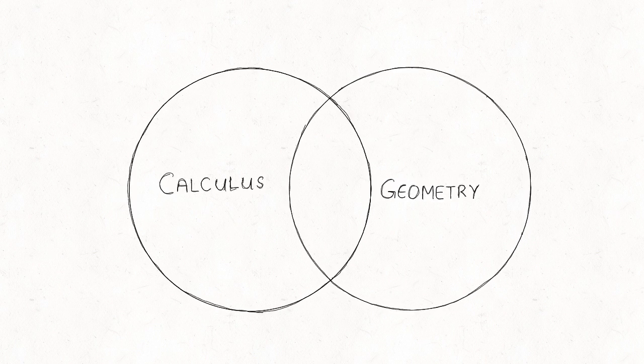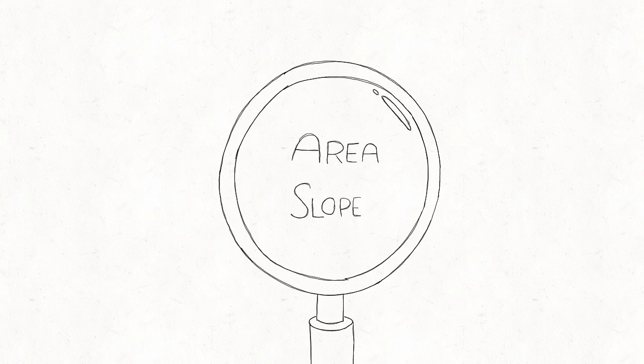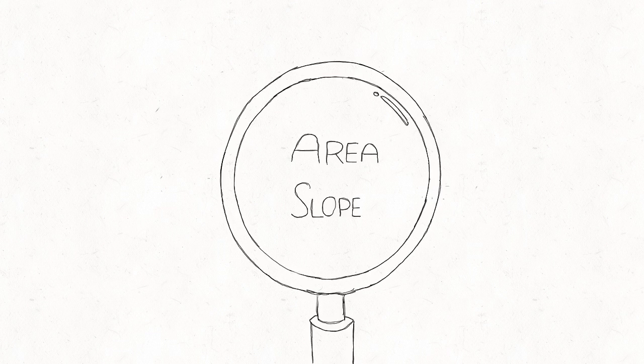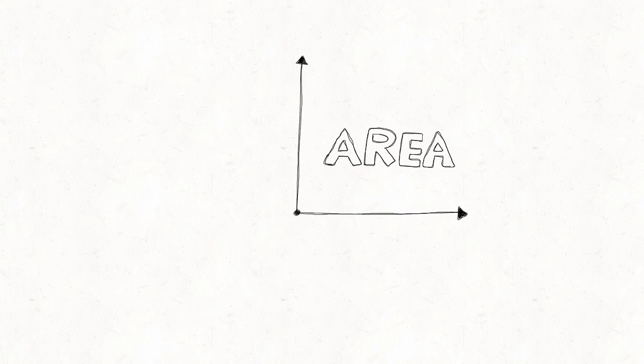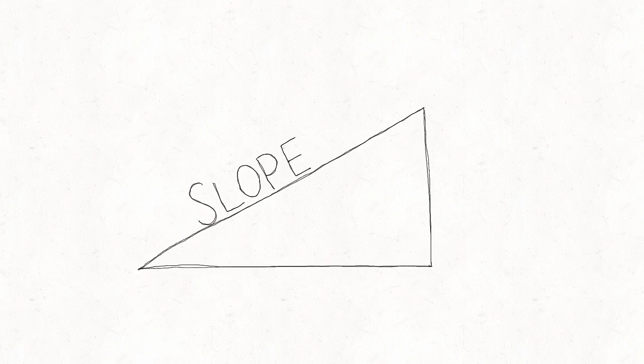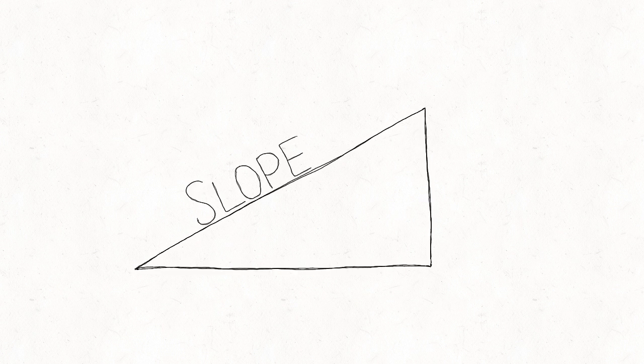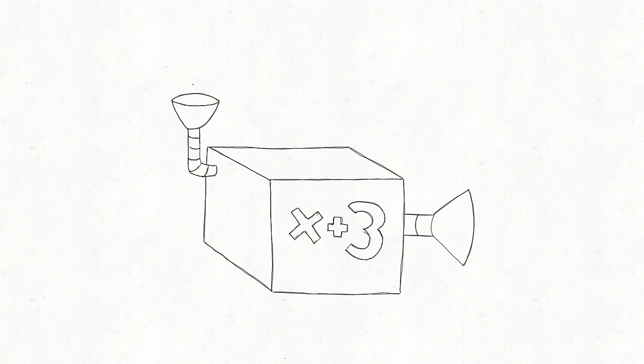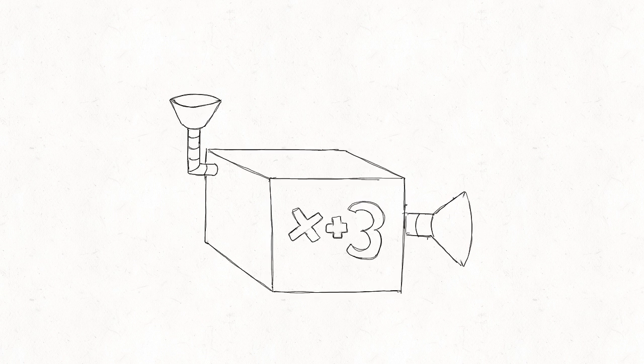We find the approach to area and slope common in geometry and calculus. While area is the size in 2 dimensions, slope is defined as a ratio or comparison between them, and a function is a mapping between them where one is the input and the other is the output.